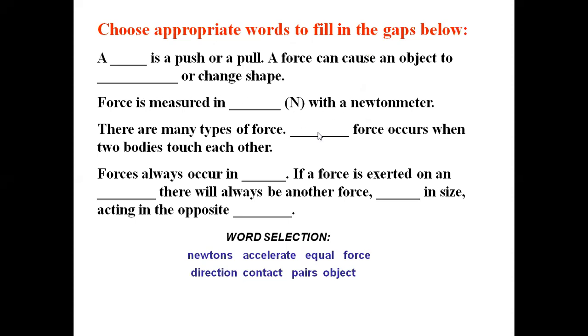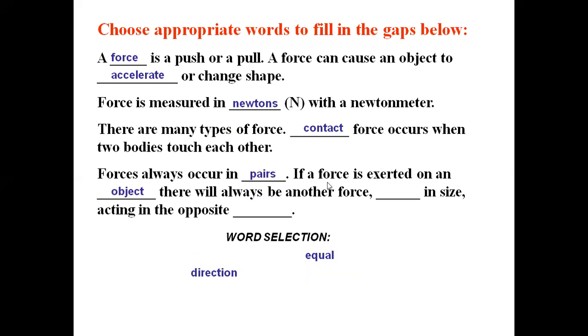Now again, fill-ups. A dash is a push or pull. What comes here? Force. And the force can cause an object to accelerate or change shape. Force is measured in newtons. There are many types of forces. Contact force occurs when two bodies touch each other. Forces always occur in pair. If a force is exerted on an object, there will always be another force equal in size acting in the opposite direction.